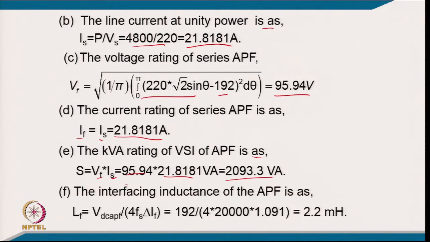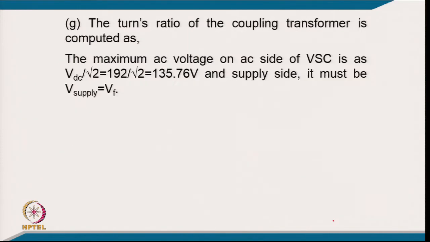2093.3 VA. And the interfacing inductance of the series active filter, because the DC link is common, and taking a ripple current, it comes to about 2.2 millihenry.